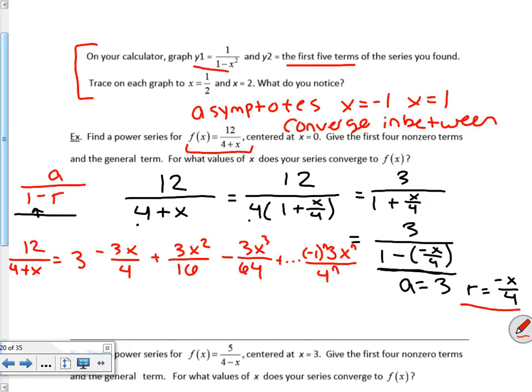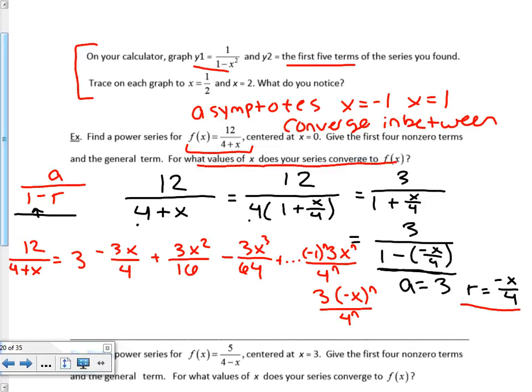You can combine these three terms because they're all to the same power, or I could have written this as 3 times (-x)^n divided by 4^n. That's okay, as long as they're the same kind of exponent, being raised to the same powers. Okay, so that is the infinite series. And then it asks us for what values of x does our series converge.